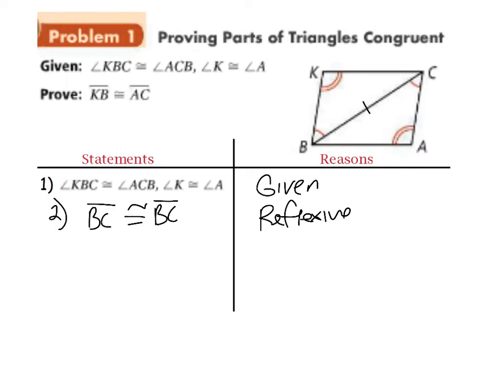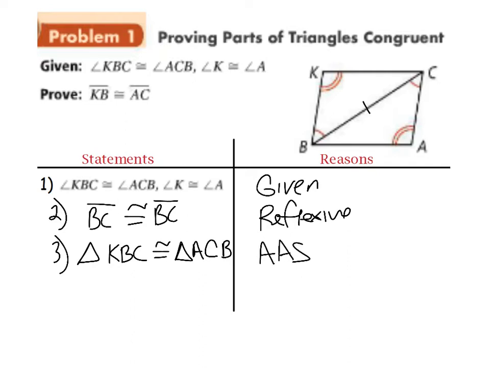Triangle KBC congruent to triangle. Be careful how you label it. Remember, the order is important here. K corresponds to A, B corresponds to C, and C corresponds back to B. That was angle, angle, side. That's old news. That's what we've been doing.